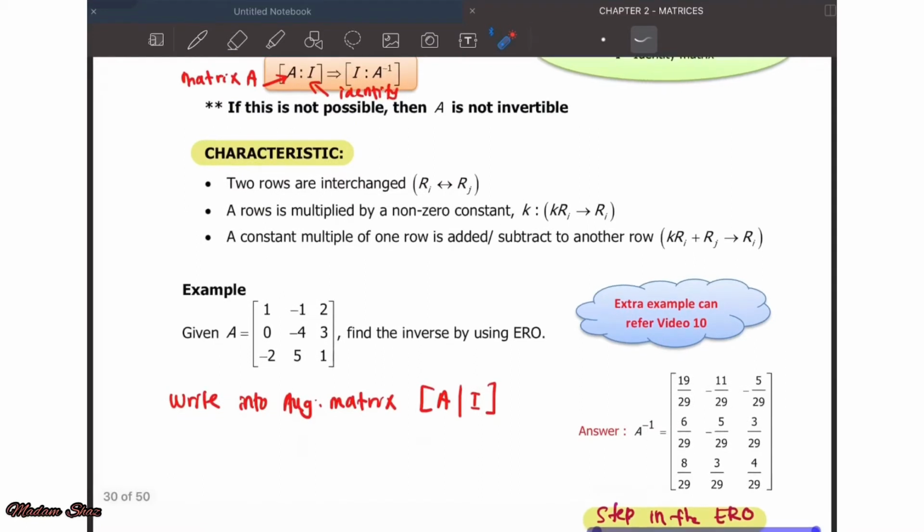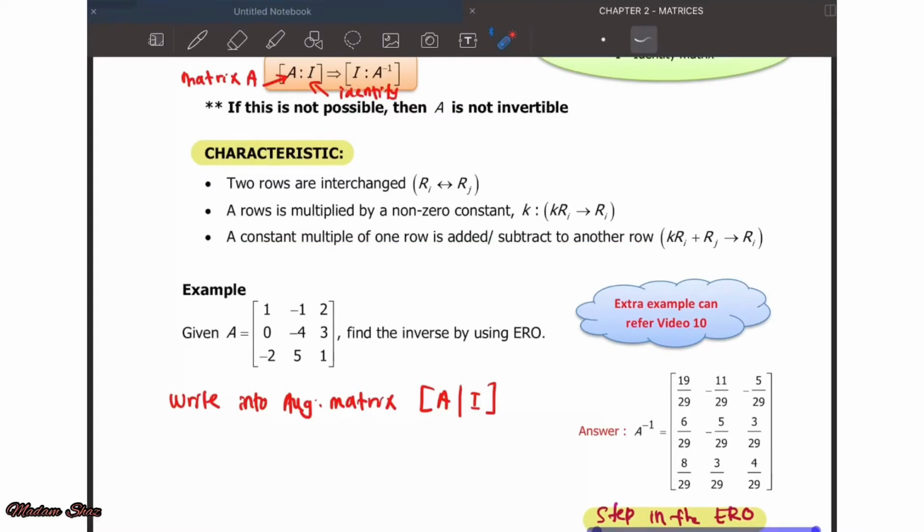Okay, so for the ERO, there are three characteristics. You can apply a two-row interchange, a row that is multiplied by a non-zero constant, and another operation where a constant multiple of one row is added or subtracted to another row. So there are three operations involved in the ERO.